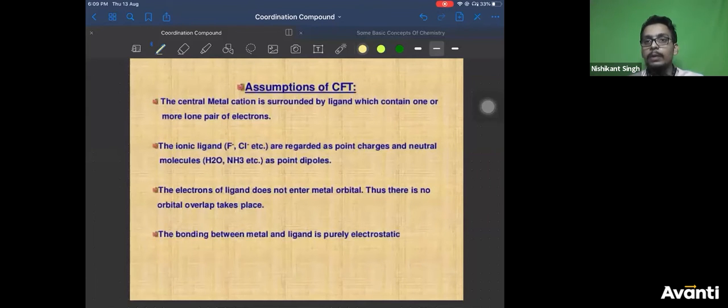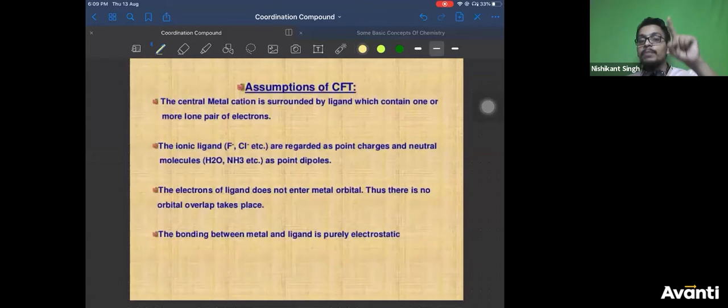So what we said in VBT was that the central metal atom's atomic orbitals mix with each other to form hybrid orbitals. And ligands come and donate their lone pair into these hybrid orbitals to form a coordinate bond. And we know a coordinate bond is a type of what? Covalent bond. Very good, Pratish. A coordinate bond is a type of covalent bond. That's the most important thing you should keep in mind.